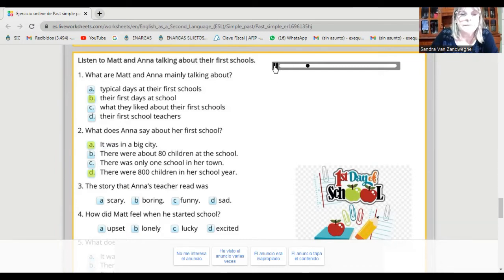There were about 800 children in the school. There were about 800 children. ¿El número es correcto? Había más o menos 800 niños. Y también dice que la escuela, the school, was in a big city, Leeds. Vamos a ver qué pasa acá. I went to. So you can imagine that the first day was very scary.